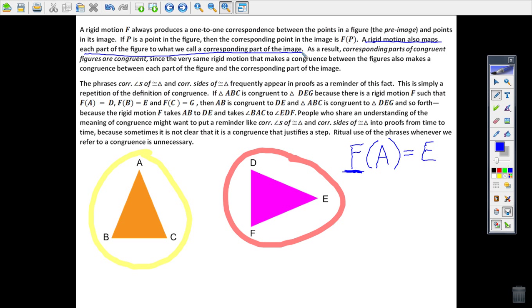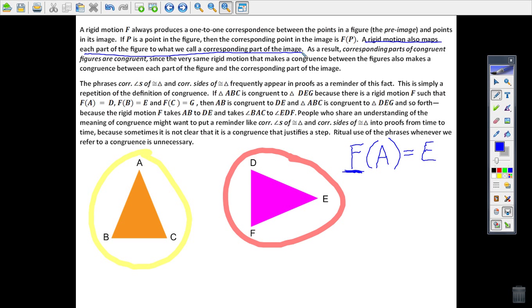As a result, corresponding parts of congruent figures are congruent, since the very same rigid motion that makes a congruence between the figures also makes a congruence between the parts of the figure. Now you've probably heard people say often in a proof, corresponding angles of congruent triangles, or corresponding sides of congruent triangles. People use those in proofs, but they're really not necessary, because it kind of flows from the definition of congruence. So here's what I mean by that.